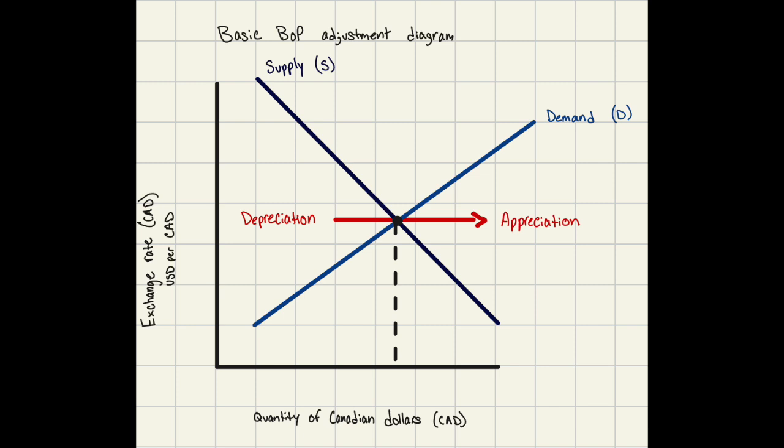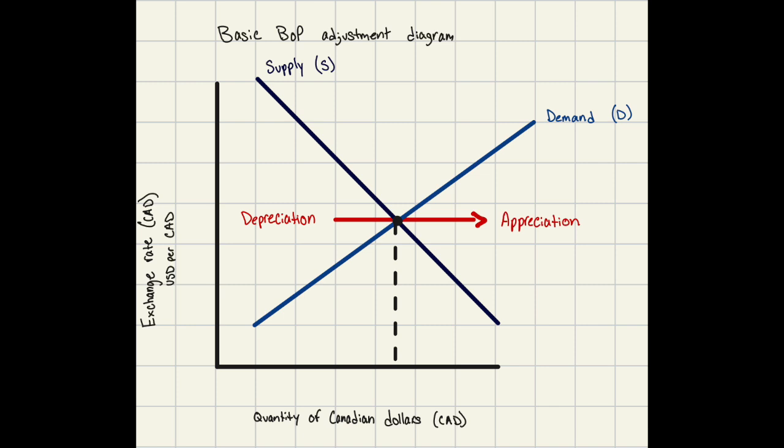Typically, we can see that the horizontal axis shows the exchange rate, USD per CAD, US currency per Canadian currency. And the vertical axis represents the quantity of Canadian dollars. To explain this, we can simply explain the curves.